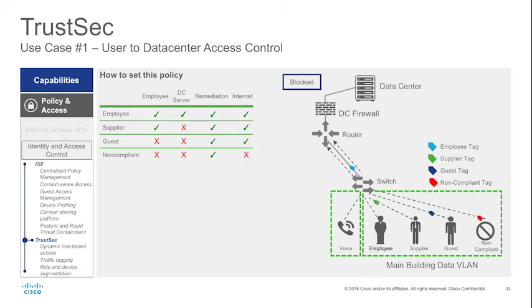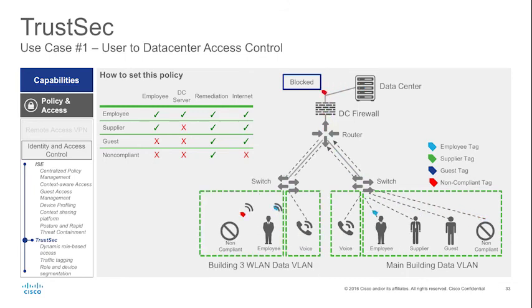When employees need to access the data center, they are allowed in. But when suppliers or guests attempt to get the same access, they are blocked instead. Because this is accomplished based on a tag and not on individual IPs, new devices can be quickly onboarded and granted the right access without changing rules at the data center firewall level.